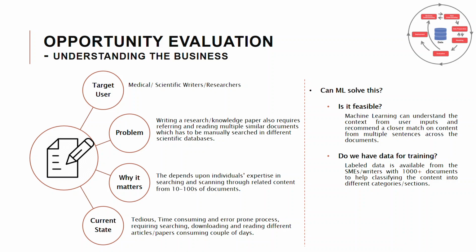Writing a research or knowledge paper also requires referring to and reading multiple similar documents, which have to be manually searched in different scientific databases. This takes a significant amount of valuable time from writers to go through tons of internal and externally published documents and understand the related topics, which can help them to position their research work or product information. Here we see the opportunity where machine learning can solve this problem by recommending the specific topics out of hundreds of documents and articles. For this purpose, we have support from SMEs who can help label the data which is useful and assign that to different classes.